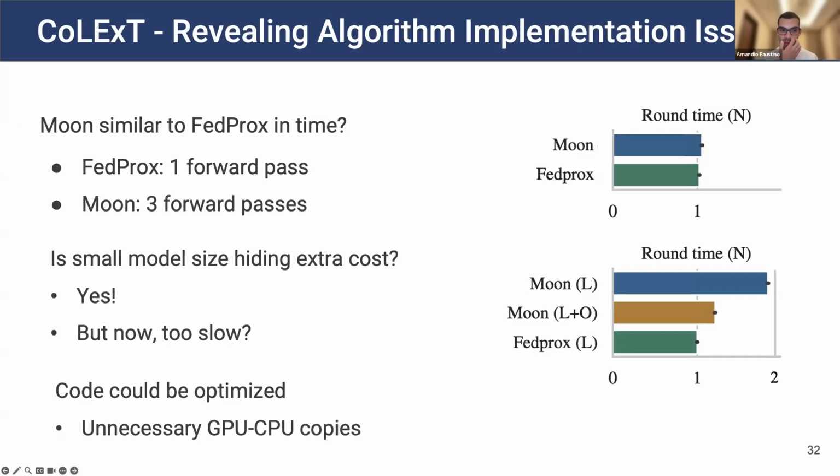So we looked at the code, and we saw that one single line of code, which contained the necessary GPU to CPU memory copies, was enough to cause this slowdown. And once we tweaked it, we finally saw the performance of the baseline more in line with what we expected.